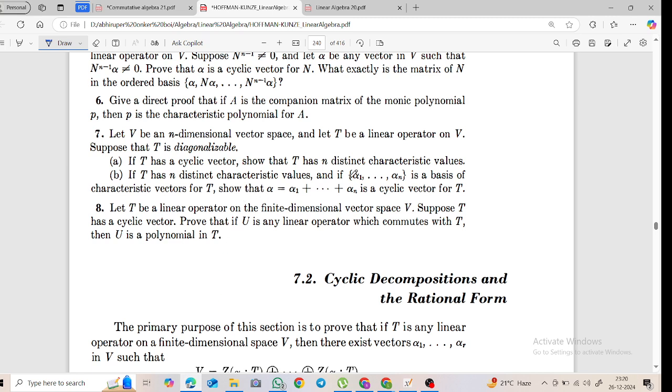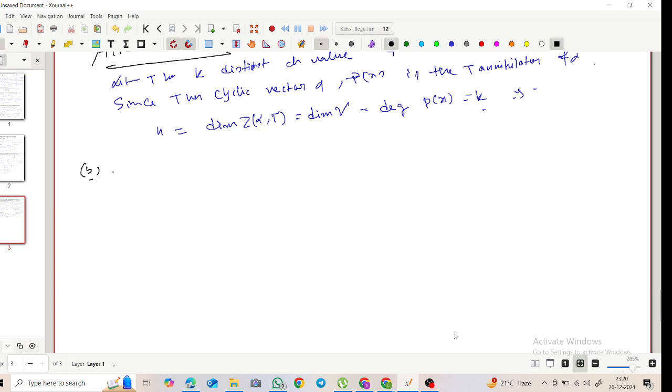So this is a characteristic vector, and we have to show that this is a cyclic vector. Okay, let's see. So alpha is summation alpha i. So T alpha is summation i running from 1 to n ci alpha i. Okay.